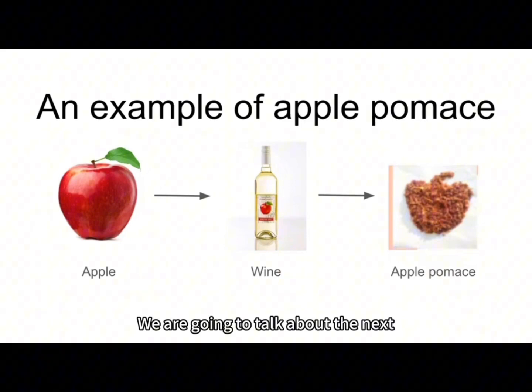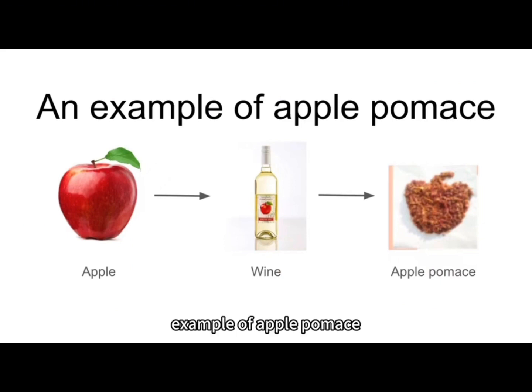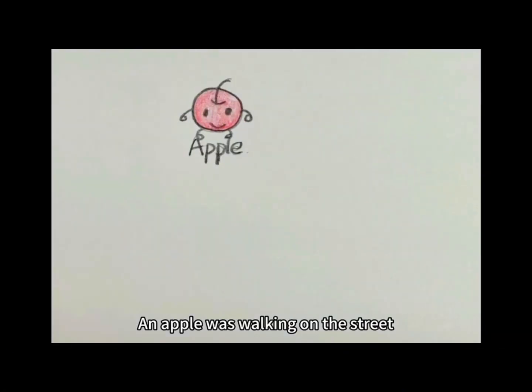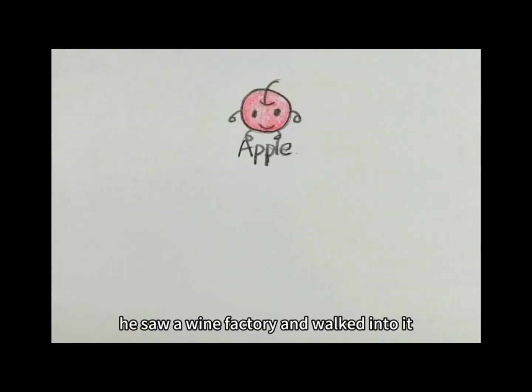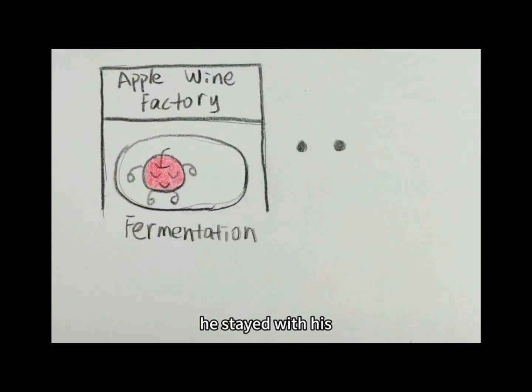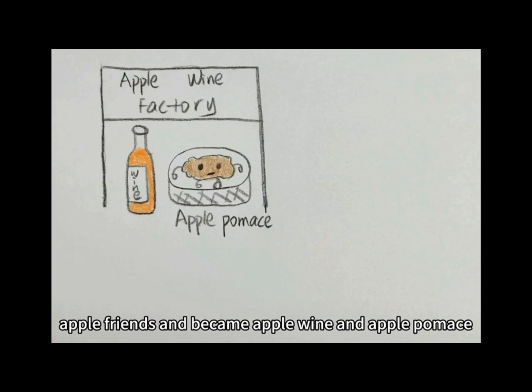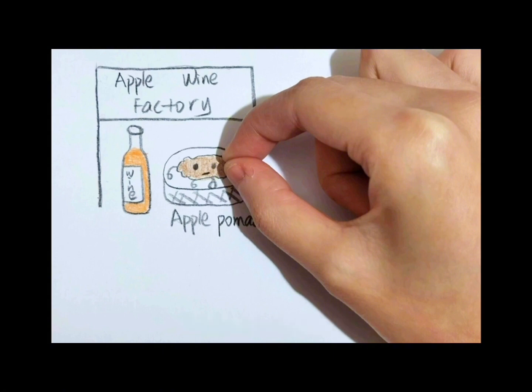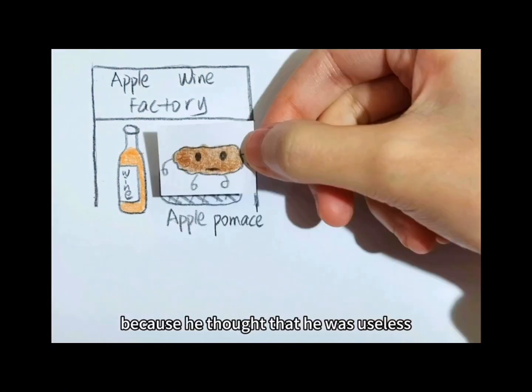We are going to talk about the next example of apple pomace. An apple was walking on the street. He saw a wine factory and walked into it. In the factory, he stayed with his apple friends and became apple wine and apple pomace during fermentation. Apple pomace was sad because he thought that he was useless.